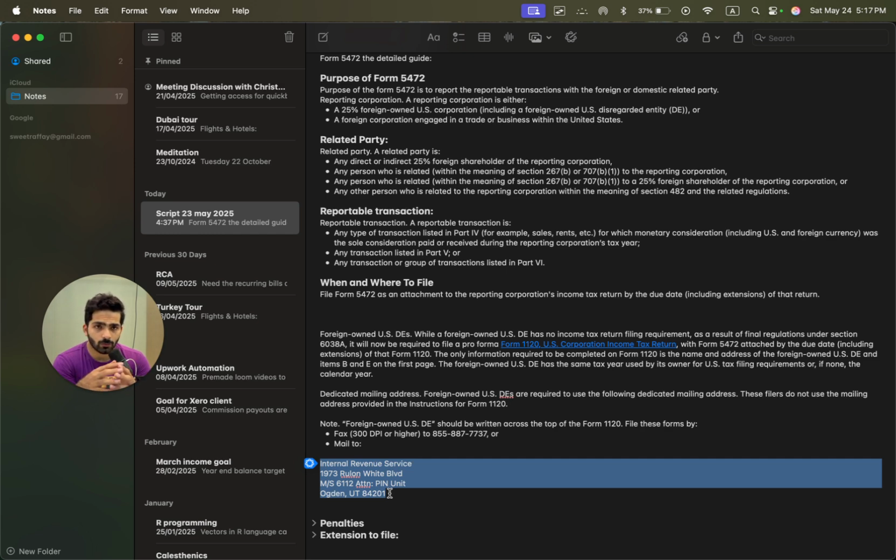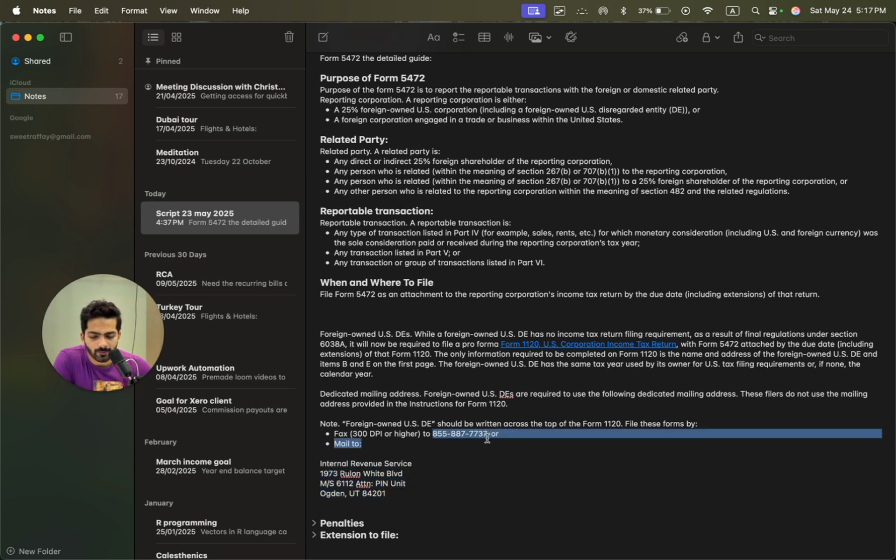Along with that, if you are not looking to mail the tax returns, you can also fax the returns to the IRS. What is needed when you want to fax the tax return? You just go to the website called fax.plus, and you add all your information on there, like the fax number, which is 855-887-7737.